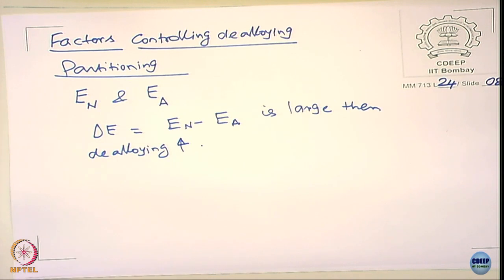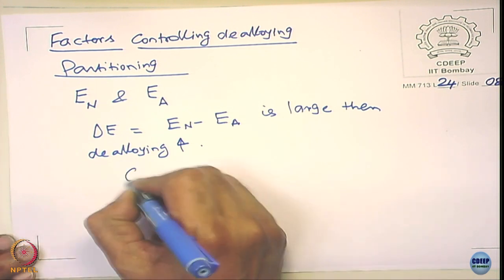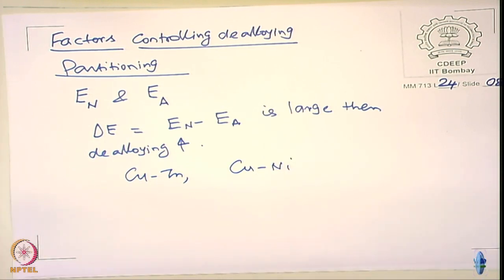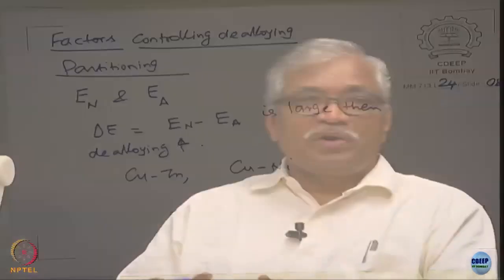What does it mean? You take copper zinc and you take copper nickel. If I make a tube for a heat exchanger that carries seawater, in one case it is copper zinc, in the other case it is copper nickel, both cases seawater is being used, which of the two tubes will fail earlier? Copper zinc will fail earlier, okay? That is what I meant here, because the potential difference between these two is quite large as compared to this.